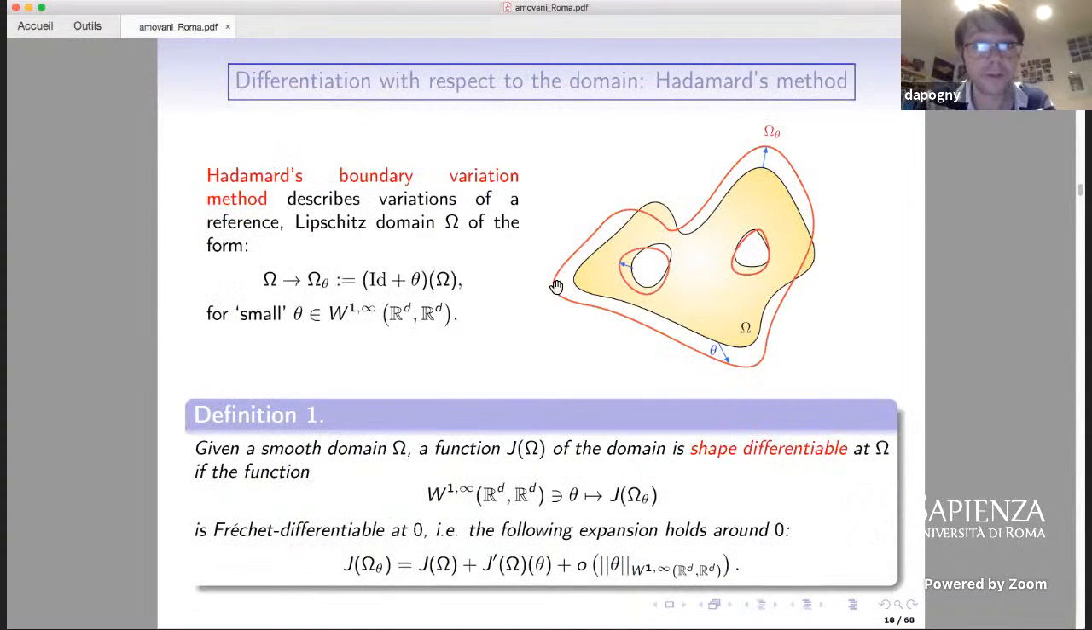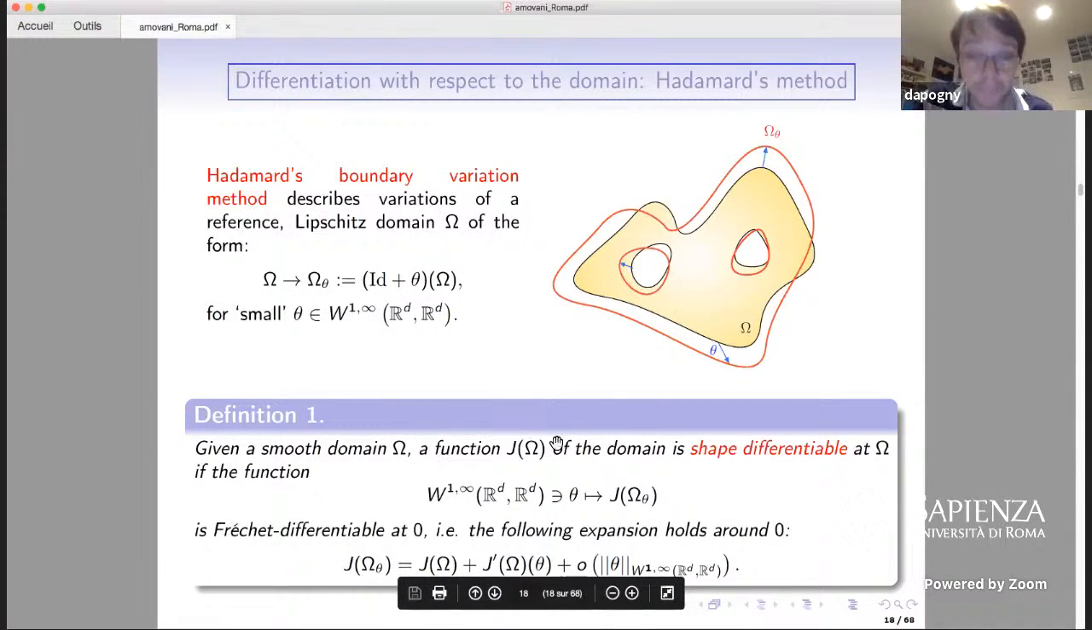Hadamard's method amounts to, for a given shape Omega, describing variations of Omega by pushing every point in the boundary of Omega by a small vector field theta, meaning we consider variations of Omega in the form Omega theta, which is just (Identity plus theta) of Omega. So we just push every point of the shape Omega by a small vector field theta, which parameterizes the variations of the shape. And so we should define the derivative with respect to the domain of a functional J of Omega as the derivative with respect to the underlying vector field of the function which maps theta to J of Omega theta, which gives rise to the following Taylor expansion as would be expected of a classical derivative.